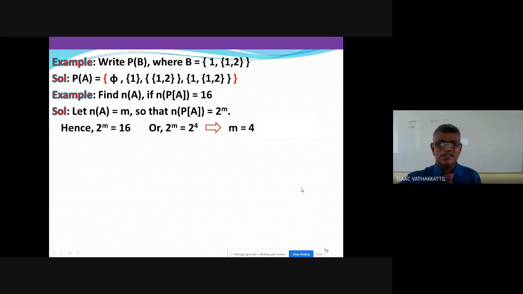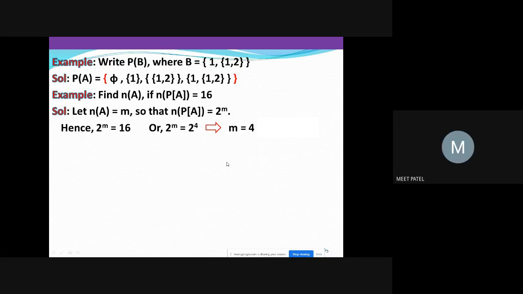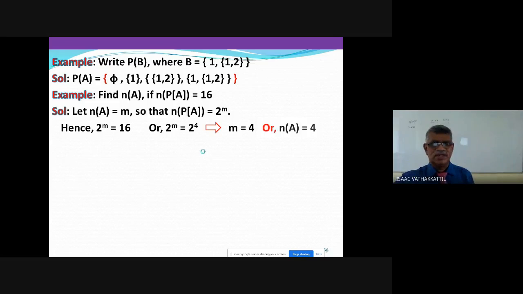Suppose a power set has 64 elements, then the set A will have how many elements? 6. 2 raised to 6 is 64. Okay, good. So here the number of elements of A is 6.